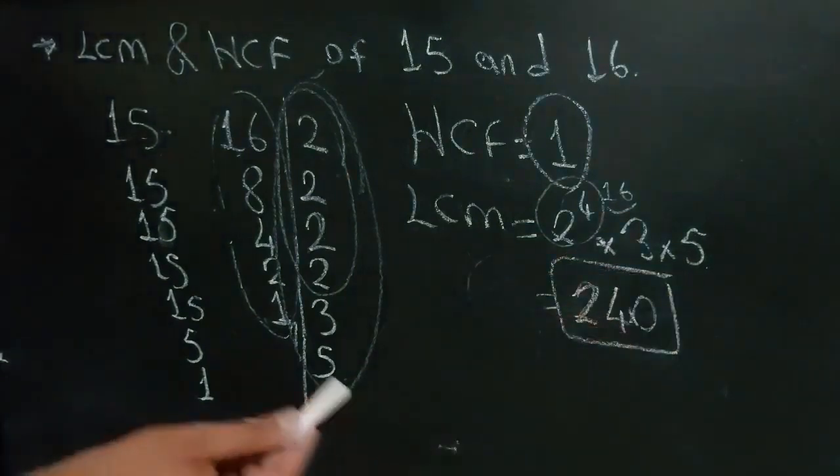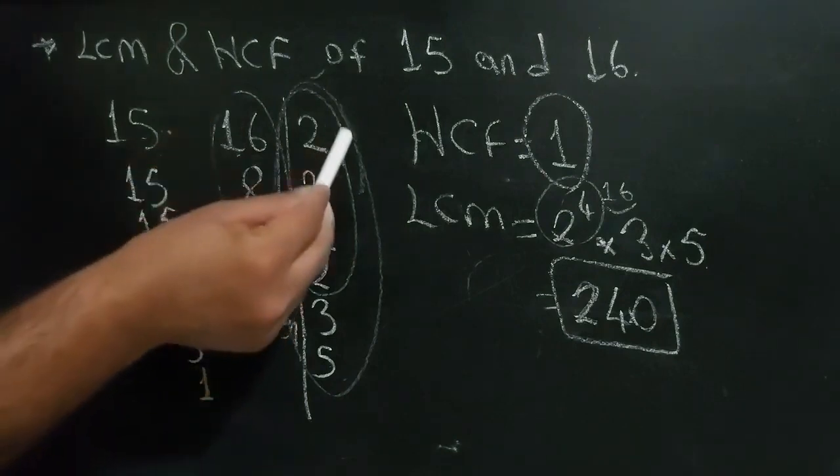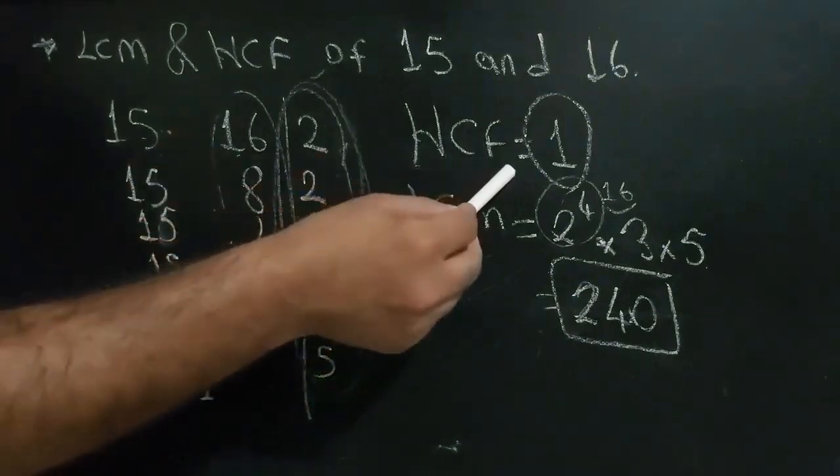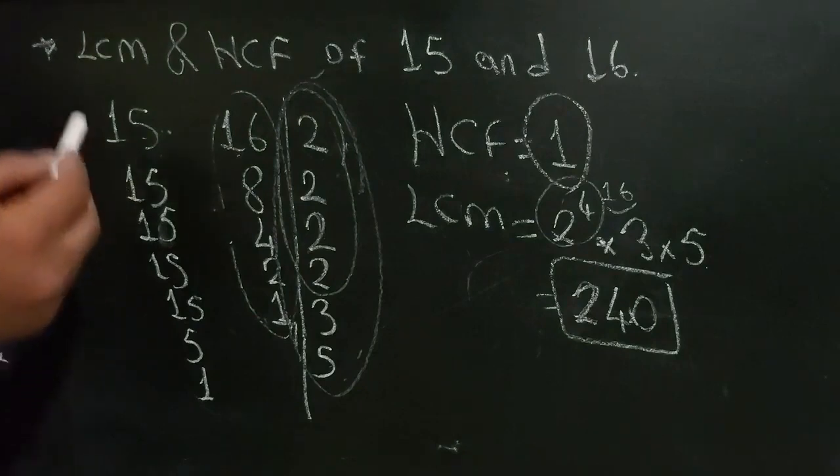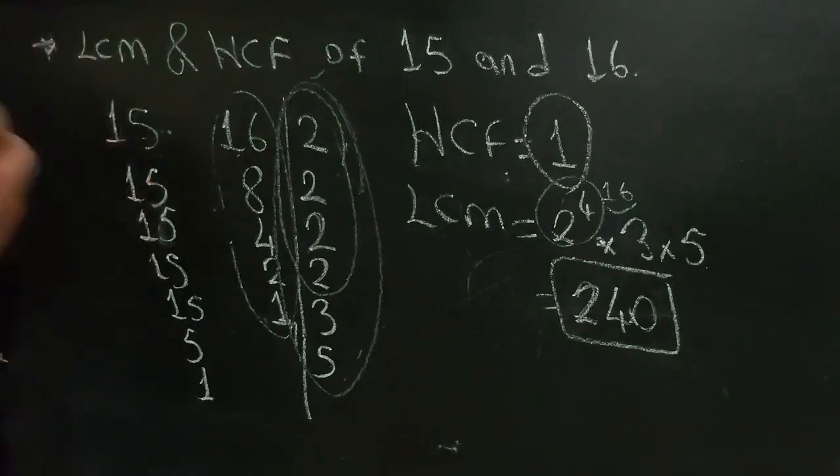Alright, please don't forget, when you don't have any common number, HCF is 1. And it doesn't matter how many numbers you have, 2, 3, 4, 5, doesn't matter.